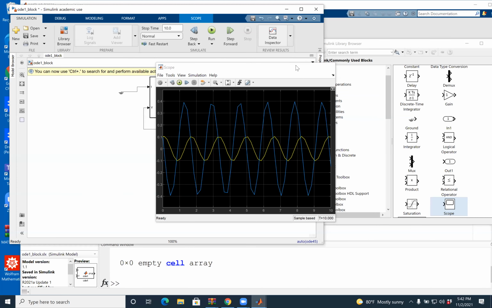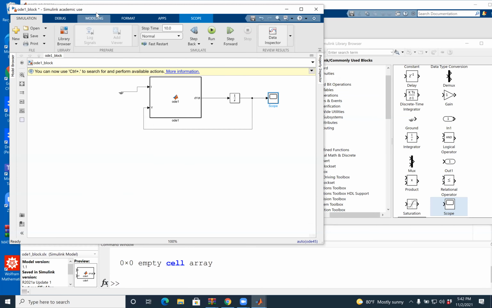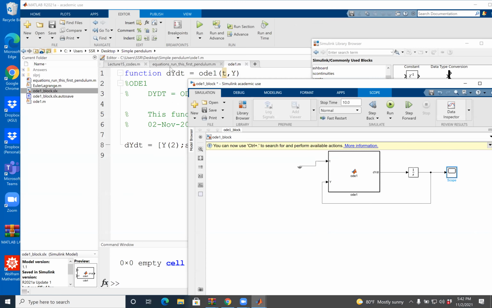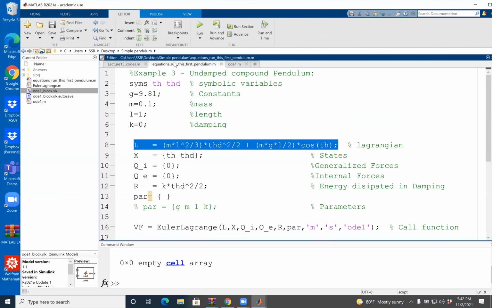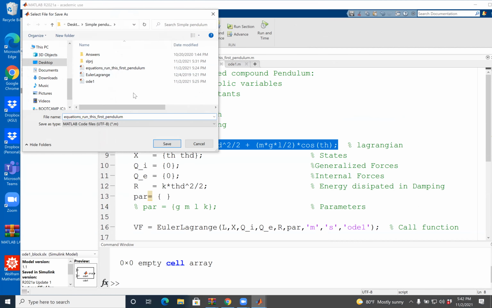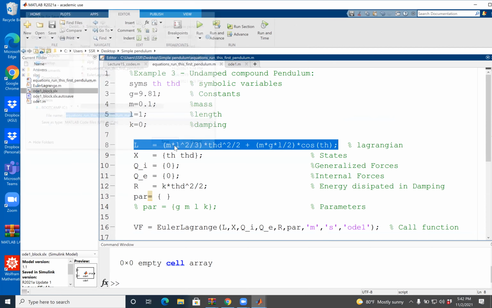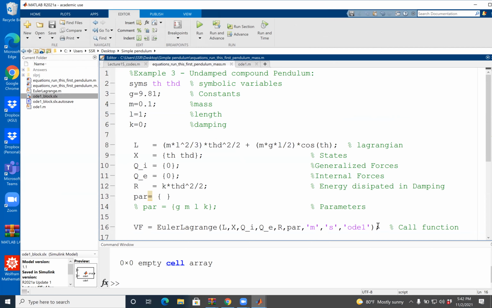Okay. Now here we are. We are inside the MATLAB environment. And this is for the compound pendulum. I'm going to save this as a pendulum with mass. The only thing is I will have to change this call function ODE. I'm going to call this mass. Okay, so let's write down.